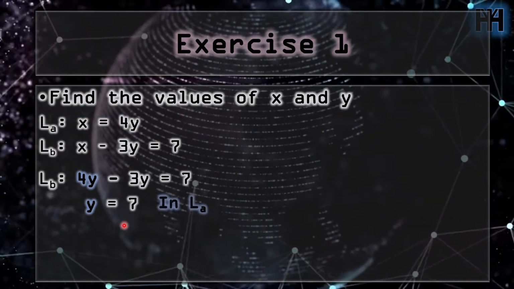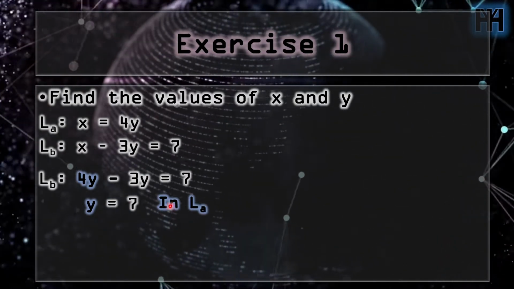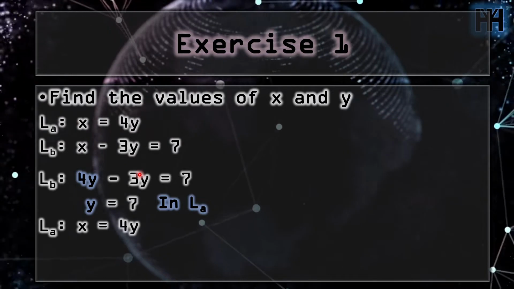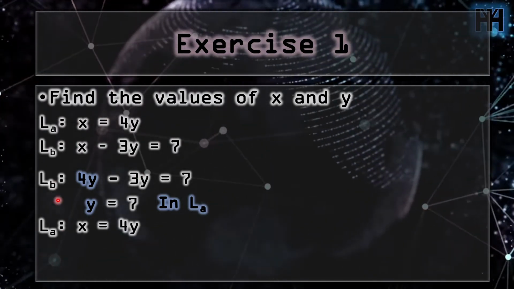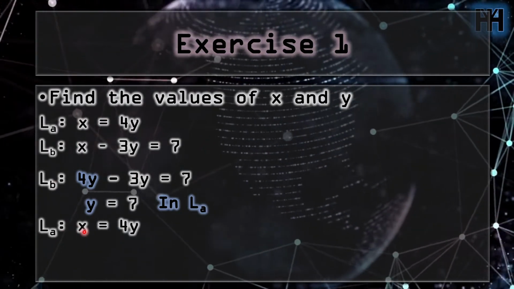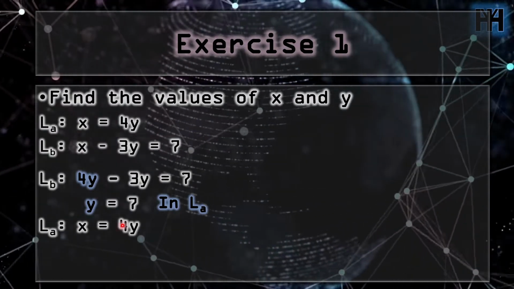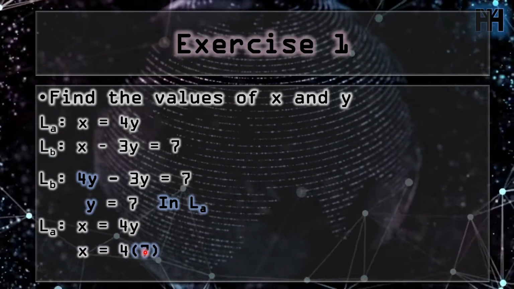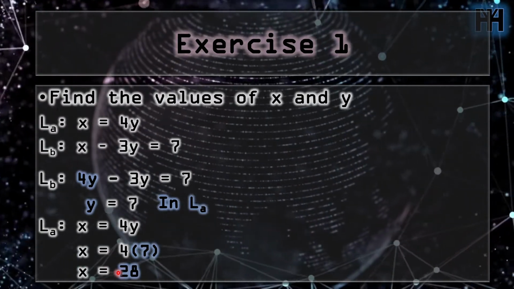Now we got y. Now we can apply this in LA to get the value of x. So this is LA again. I have written it down again. We have x equal 4y, and y equals 7. Let's substitute with x equal 4 times 7. So x is equal to 28.